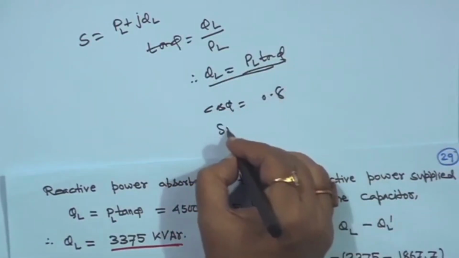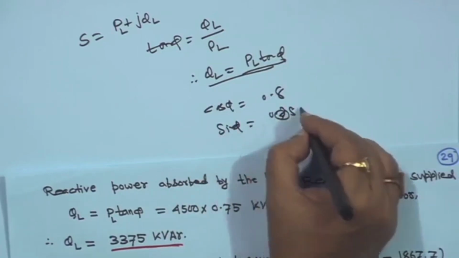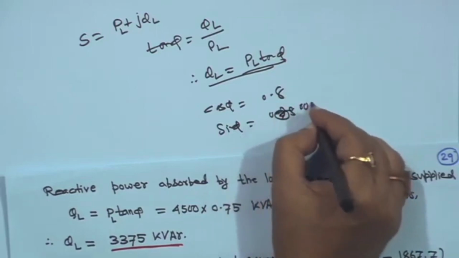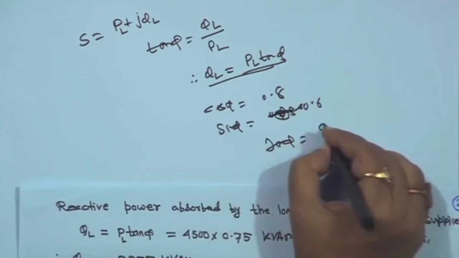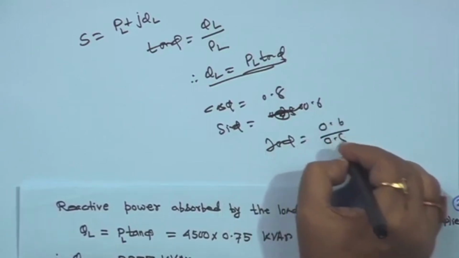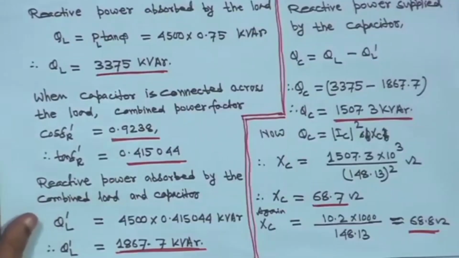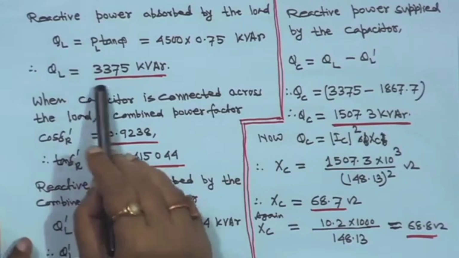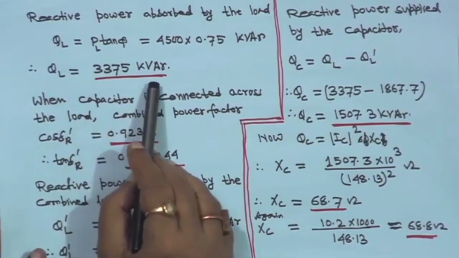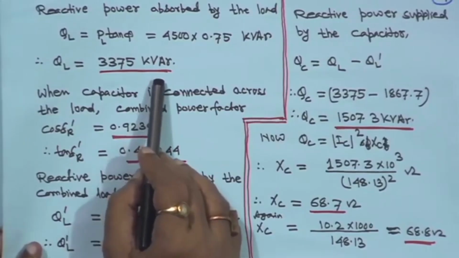So, PL is equal to 4500 kilowatt and cos phi is 0.8, then sin phi is equal to 0.6. Therefore, tan phi is equal to 0.6 by 0.8, which is equal to 0.75. That is why it is 4500 into 0.75 kilowatt, that is QL is equal to 3375 kilovar. This is the load reactive power.